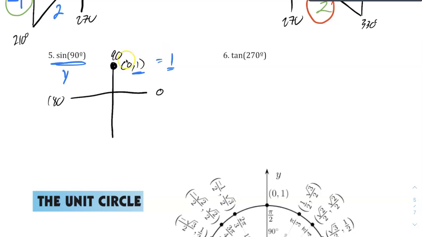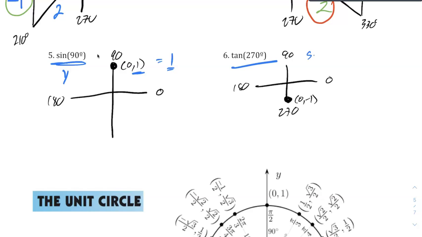Anytime it falls on a point, we just go, okay, x or y. Which one am I doing? Or am I doing tan, which is y over x? Next one's tan of 270. 0, 90, 180, 270. So down there, that is 0, -1.